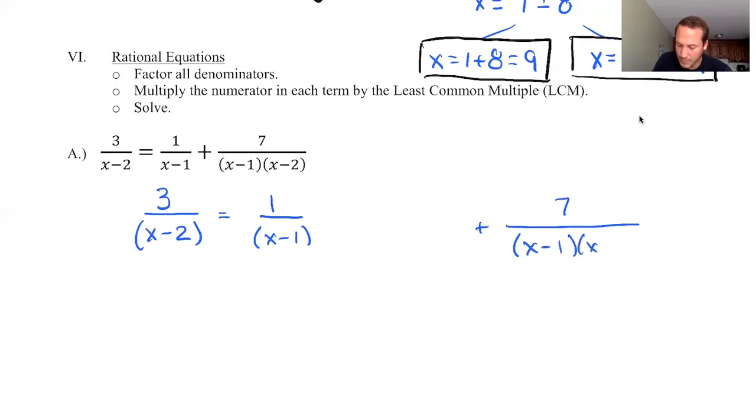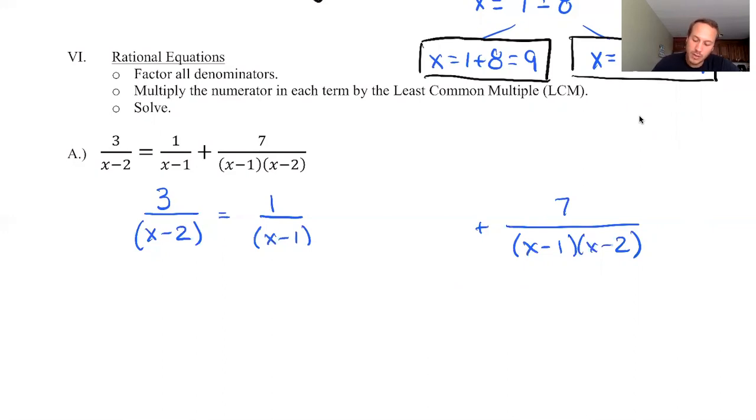Now, if you look at this example, x minus 2, x minus 1, x minus 1, x minus 2, what is your least common multiple? What can you multiply by? For a rational equation, we want to make sure that when I go from this step to the next step, there are no fractions remaining. So I want to make sure I'm multiplying something that gets rid of all of my denominators.